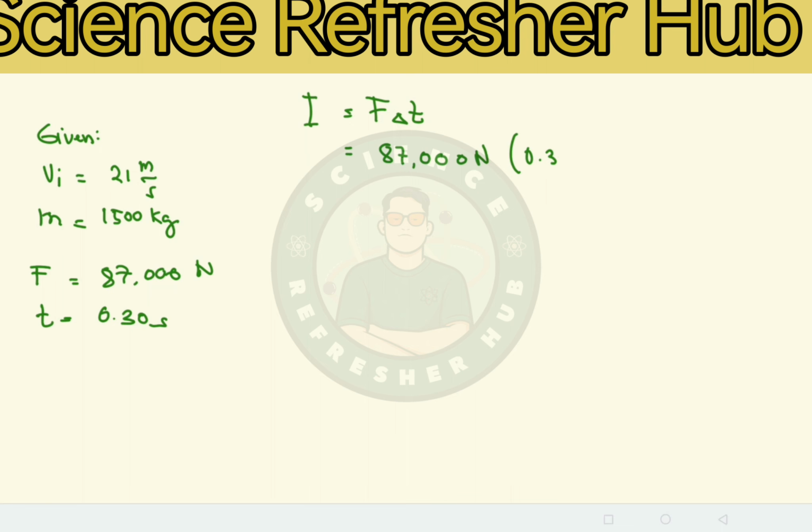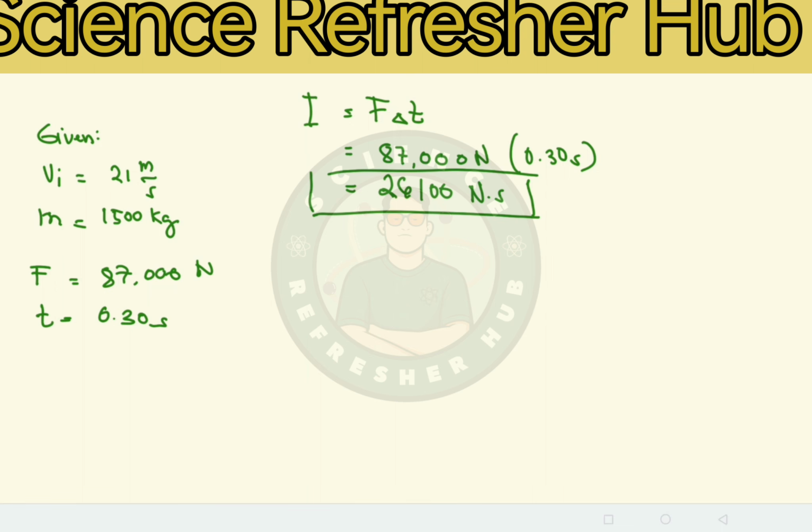Then we will be multiplying it by 0.30 seconds. The product, hold on, 87,000 times 0.30 seconds. The impulse will be 26,100, and the unit is Newton seconds. That's the impulse. This is the amount of impulse that will change the momentum of the vehicle.